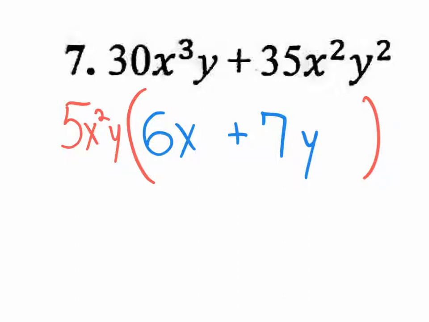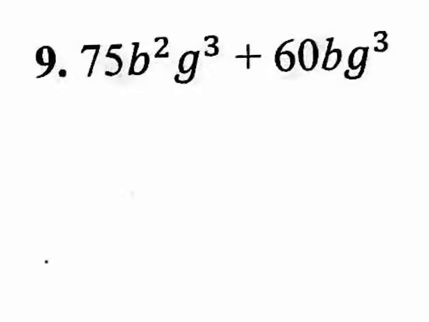Let's move on to number 9. So, what could I pull out of there? 15? Now, if you think 5, you're going to see that you could still pull out something else. So 15 is the GCF.